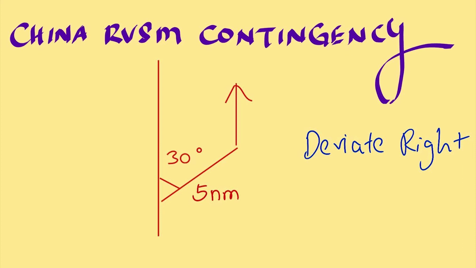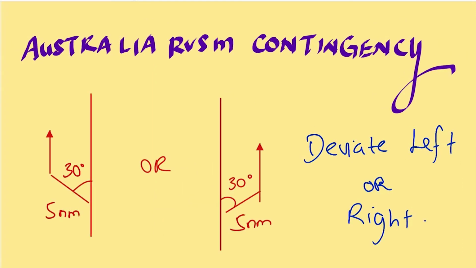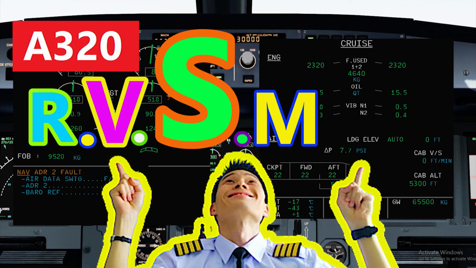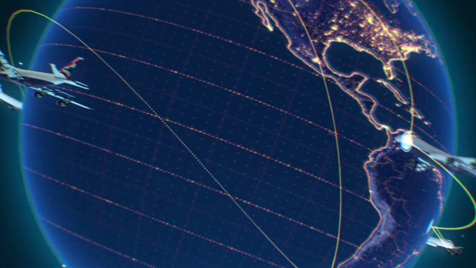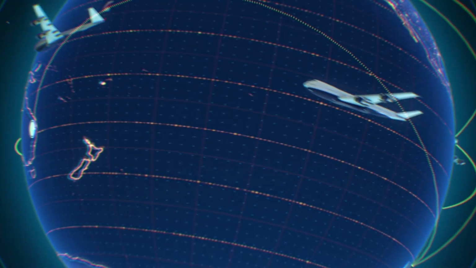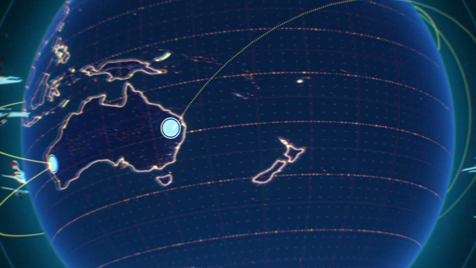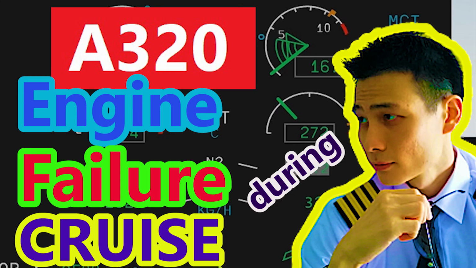So once there is a need to divert, contact ATC and inform them. If unable, fly off the airway depending on where you are. Perform the RVSM contingency procedure. Do check out my videos on RVSM. Descend below flight level 290 and divert using the appropriate speed strategy. Do check out my videos on A320 engine failure during cruise.